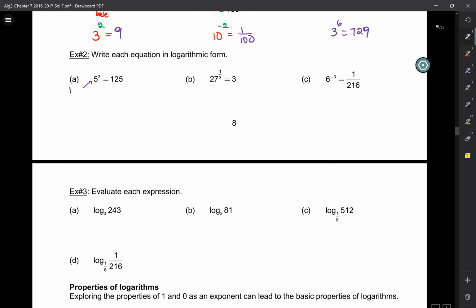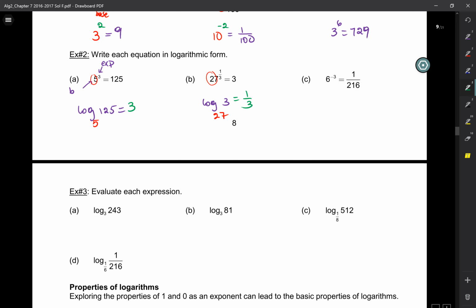Again, this is the base, this is the exponent, right? So the way it works is log base what? Base 5 of what? 125 is equal to the exponent always. Okay? All right. So here, log base what? 27 of 3 equals 1/3, the exponent.